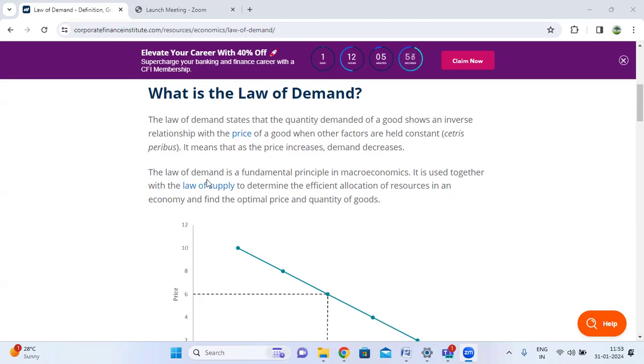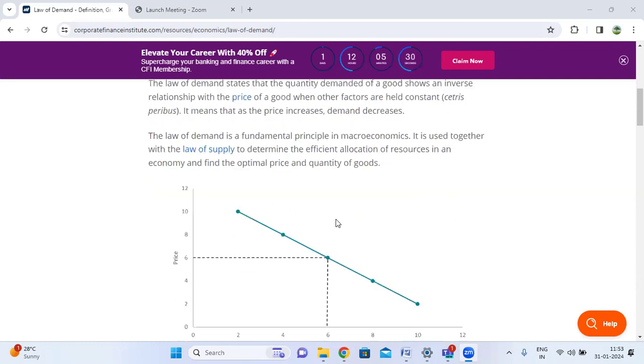It is used together with the law of supply to determine the efficient allocation of resources in an economy and find the optimal price and quantity of goods. So the law of supply determines the resources, and together they can find the optimum price of a product and the quantity of goods.